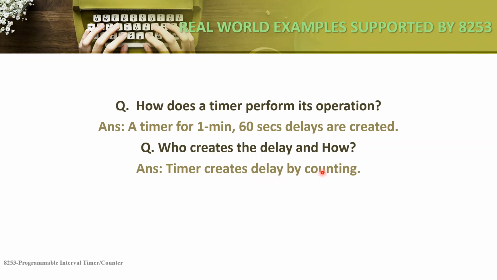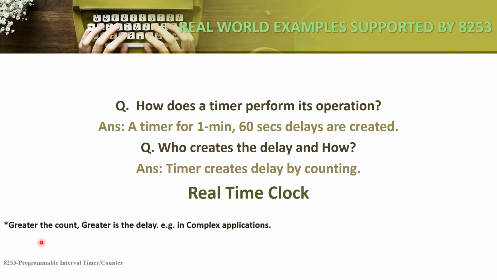So come on students, now you can correlate it with the real world example. It is the real time clock that uses this 8253 IC. But in complex applications, requirements would be different. Some applications require greater delays, some applications require shorter delays. So the greater the count, the greater the delay. The solution to this problem is to use the 8253 or 8254 IC.